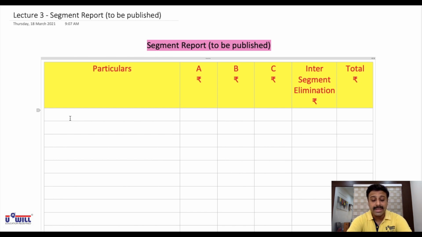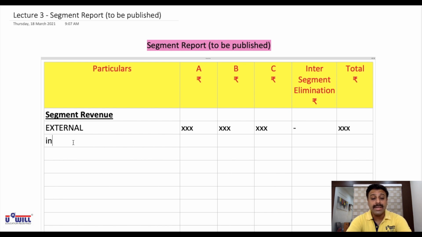All of you first give the heading segment revenue. Very first we will be writing in the report segment revenue. Now segment revenue can come from two sources. One is external. External means the revenue which comes from outside sources, outside customers. So in that we will write amounts in all the columns. Now inter-segment elimination, nothing will come over here. In inter-segment elimination, nothing will come over here.